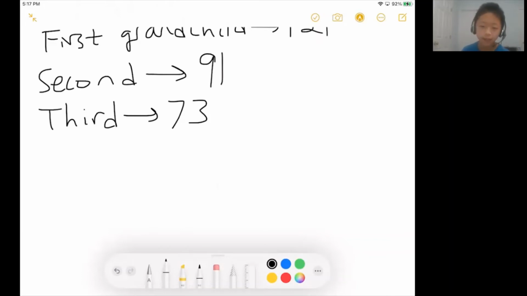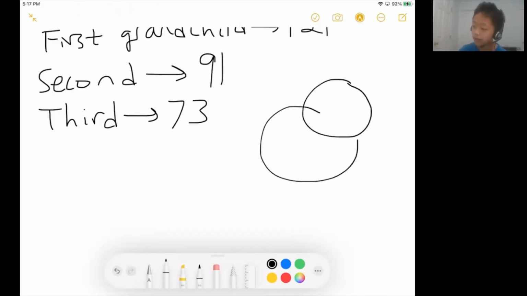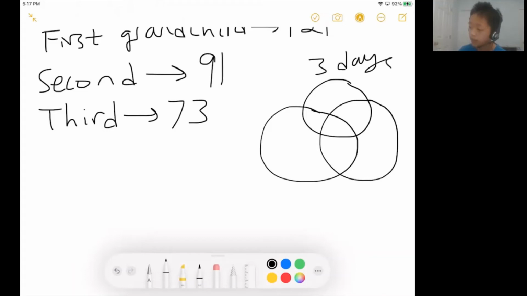So a lot of the times for these questions, it's a good idea to draw a Venn diagram to visualize how it works. So if you have a Venn diagram, the first child calls every 3 days. The next one calls every 4 days. The next one calls every 5 days.